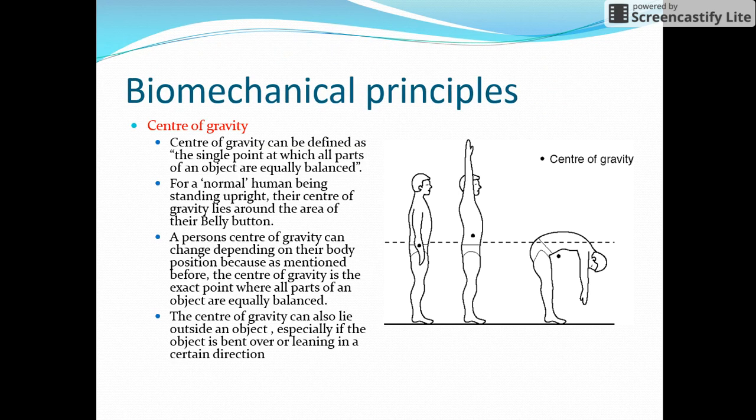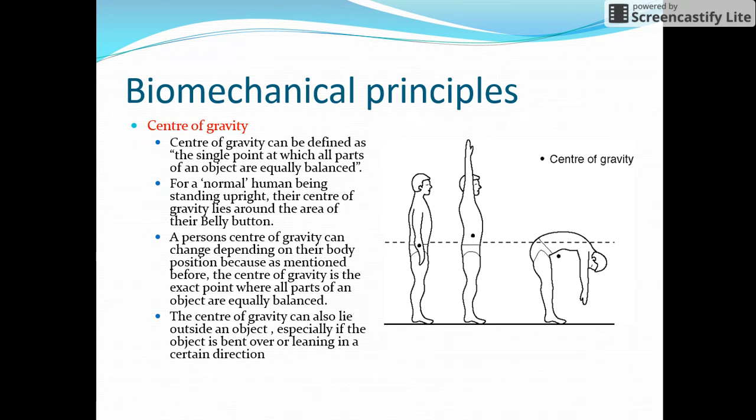So the first principle that we're going to look at is the center of gravity. Now the center of gravity is the single point at which all parts of an object are equally balanced. So in this first picture you can see that the center of gravity is this black dot, which is normally around a person's belly button. Now a person's center of gravity changes depending on the position of their body. So in this next picture, his body has changed from this first one. So that means his center of gravity has also changed as a result. So you can see the black dot has now gone a bit higher and it's above his belly button.